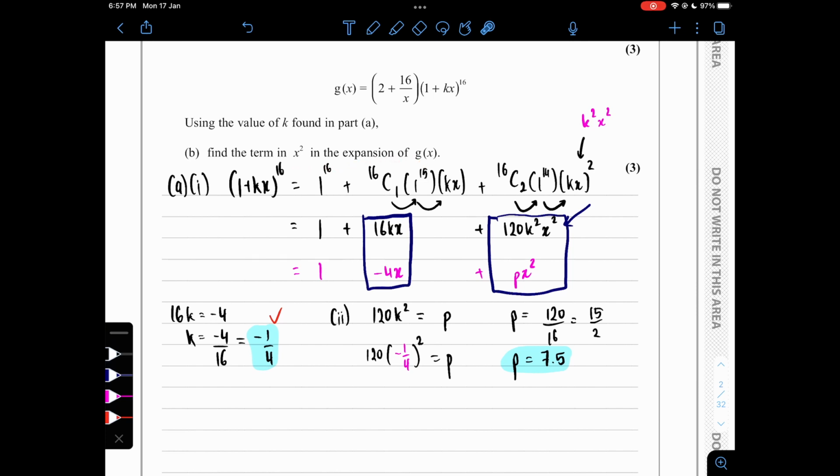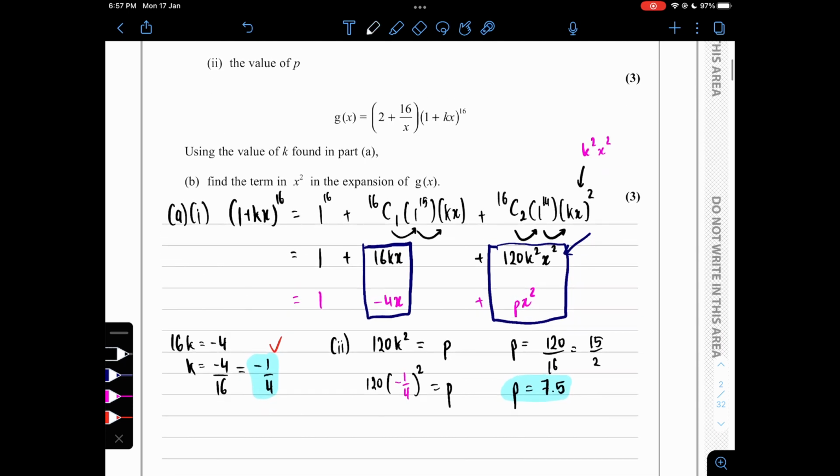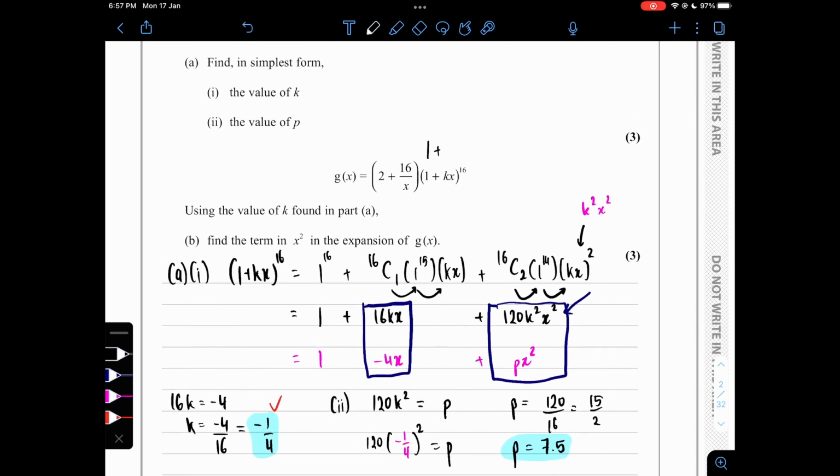Okay, so how do we do that? What do we know? We know that this goes on to something x plus something x squared plus something x cubed, right? It goes on. But we are only interested in the x squared term. So how can we get the x squared term? Either this 2 multiplies by the x squared term, so this is one of the ways to get our x squared term.